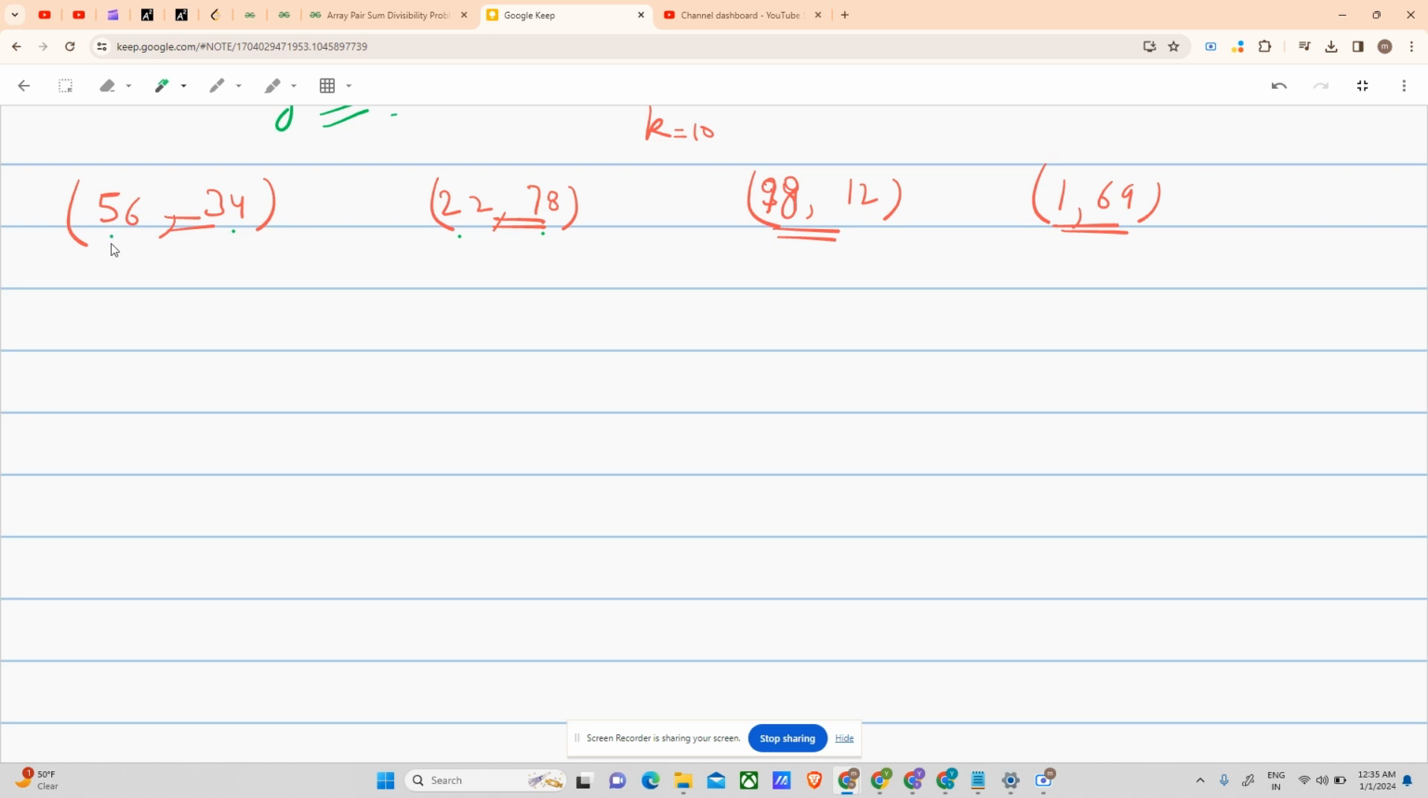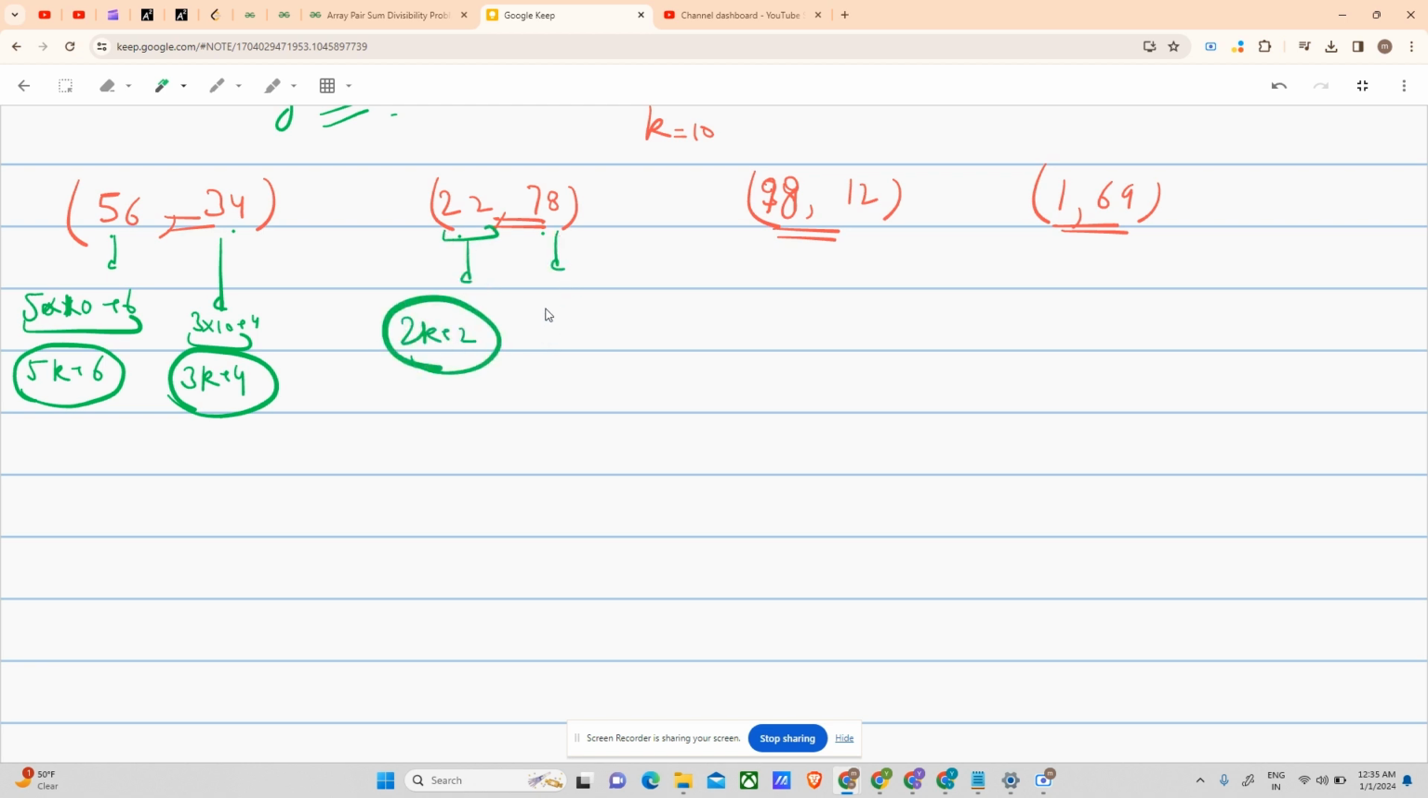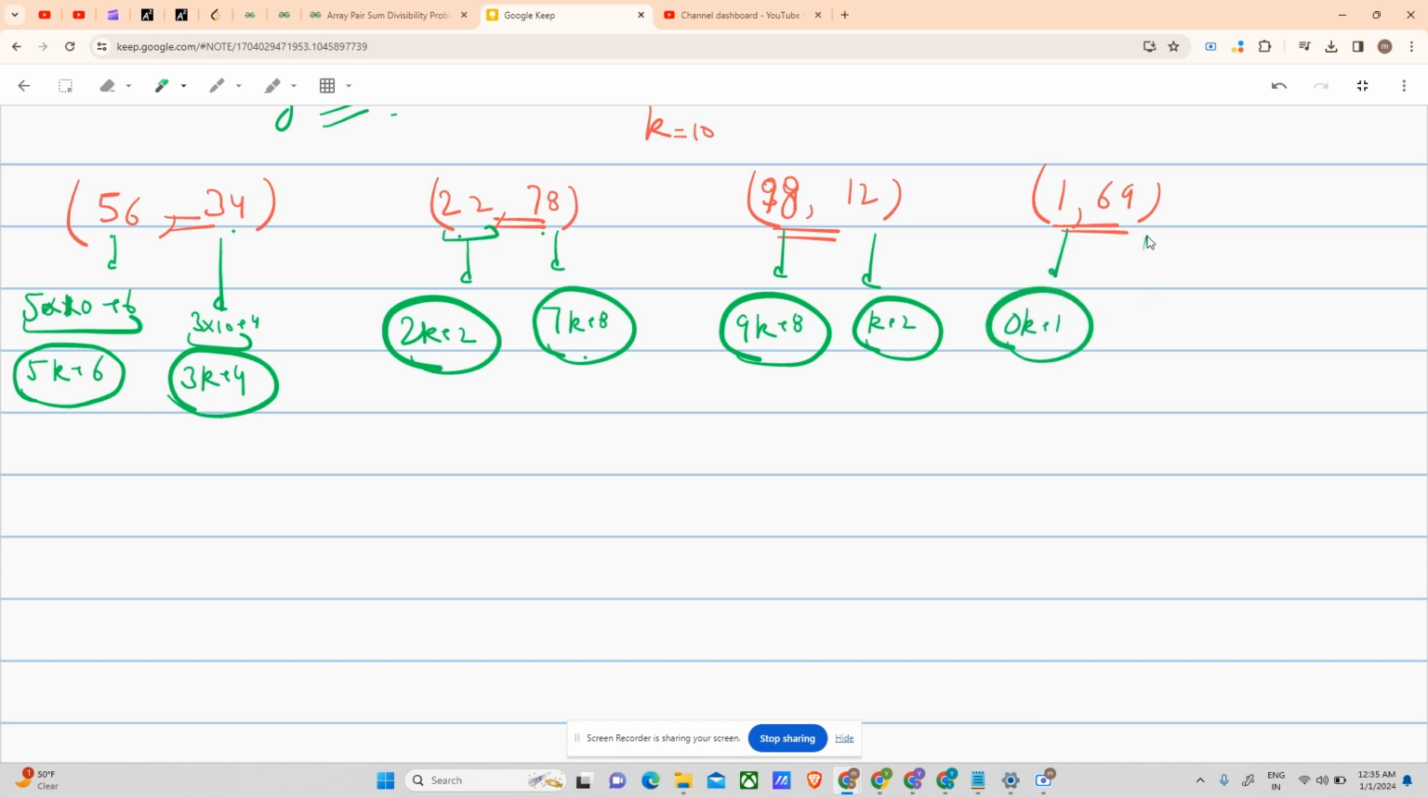Okay. If you see, can I represent 56 as 5 into 10 plus 6? That is 5k plus 6. Alright. And 34 as 3 into 10 plus 4, which will be 3k plus 4. Alright. Coming to 22, it will be 2k plus 2, correct? 78 is 7k plus 8. Okay. 98 is 9k plus 8. 12 is 1k plus 2. 1 can be represented as 0k plus 1, and 69 can be represented as 6k plus 9.